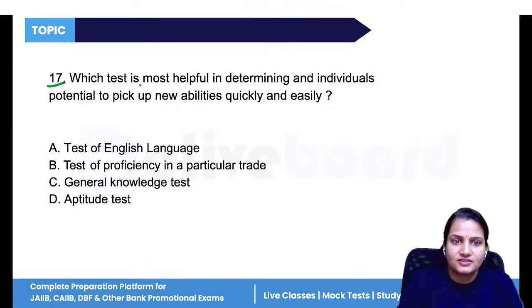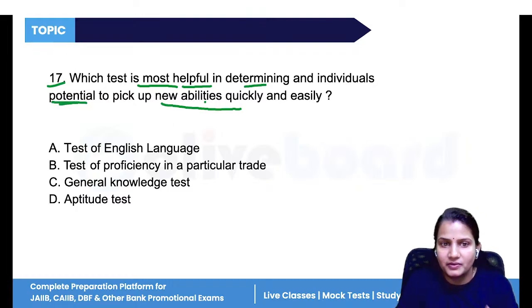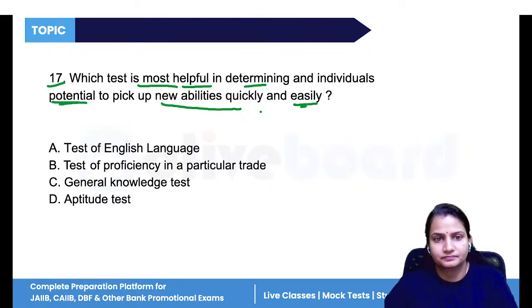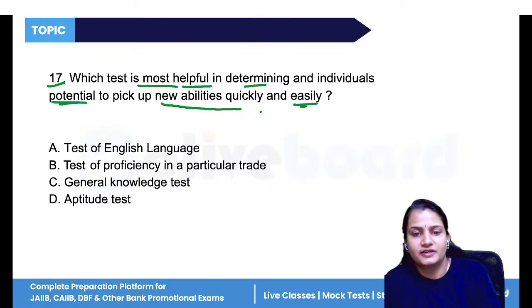Next, which test is most helpful in determining individuals' potential, so that one can know they have new abilities, they can grasp new skills and new abilities quickly and easily? Through which test?